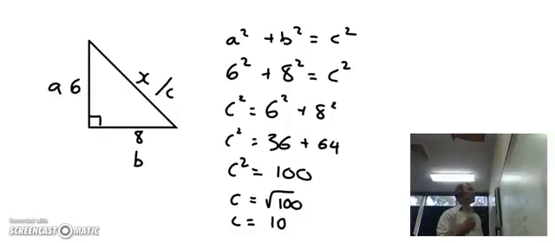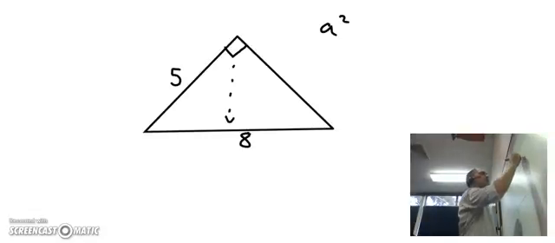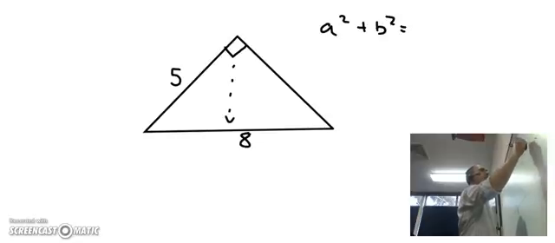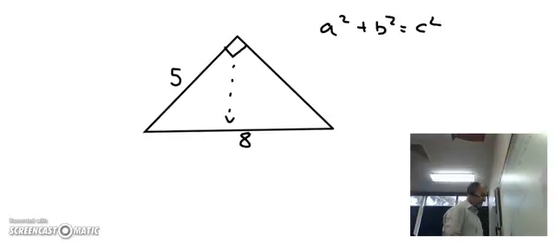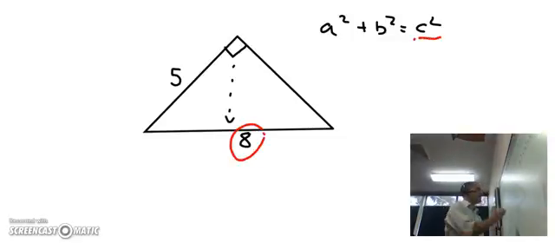Alright, let's look at one more example. Here I've got my right angle. Opposite is the hypotenuse. Remember, A squared plus B squared is equal to C squared. But in this example, I have already got my C value. So it's going to be slightly different. I'm going to call this side A and this side B. I don't know what B is at the moment.